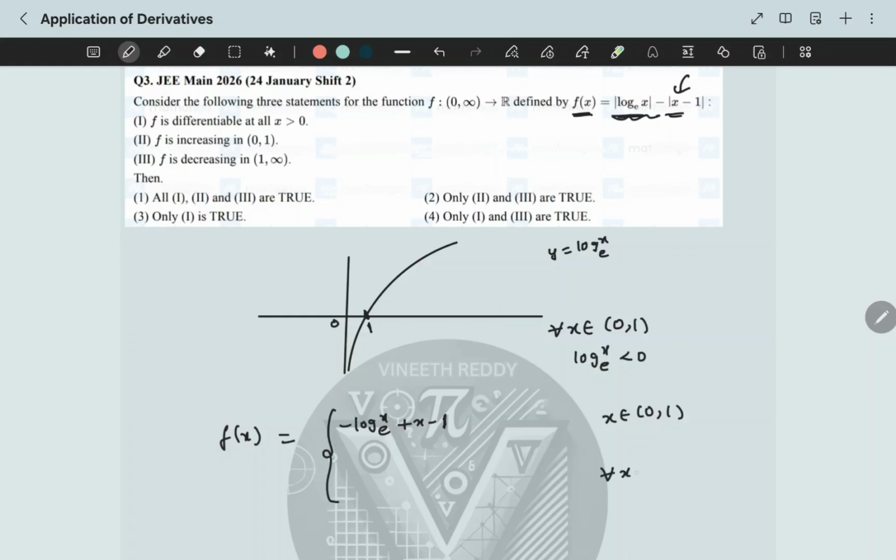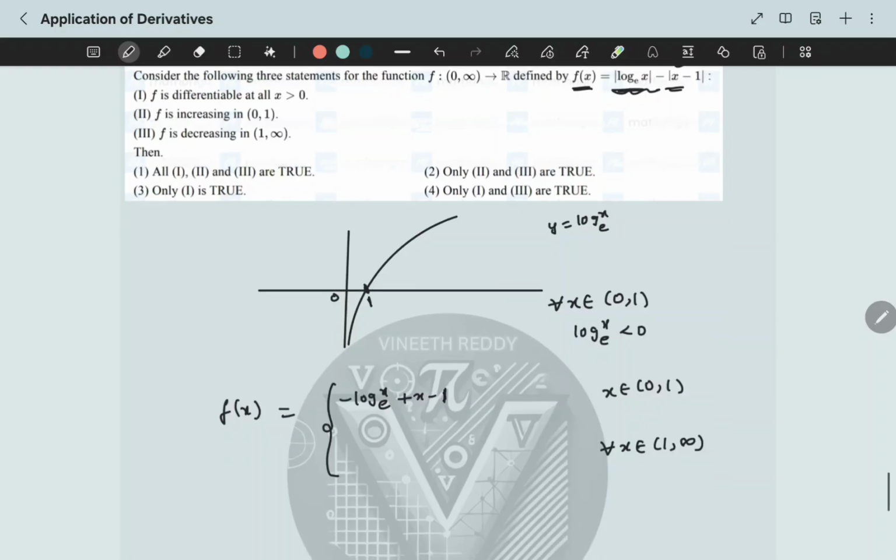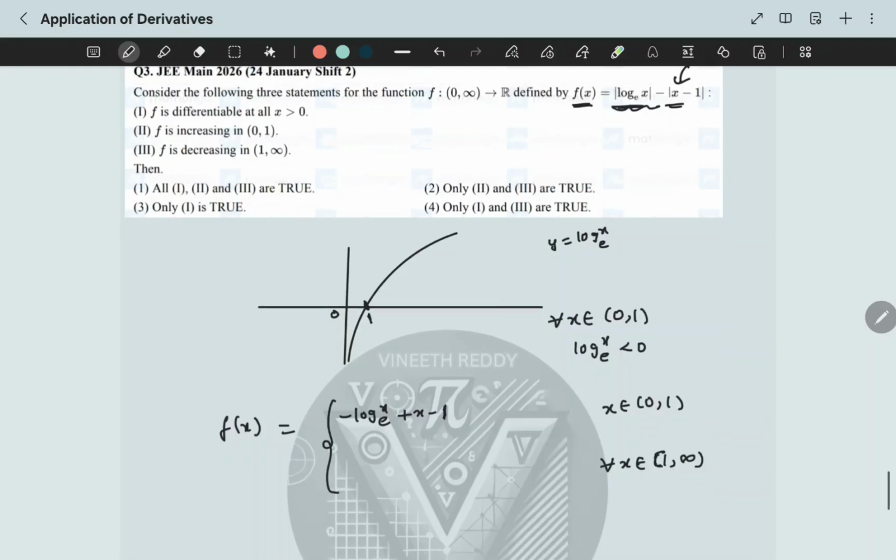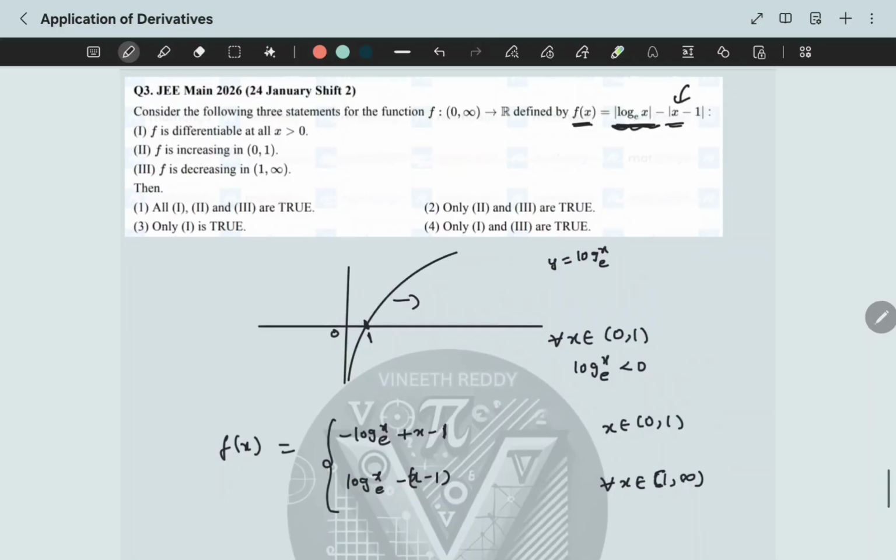And for all x belonging from 1 to infinity, or we can even include the closed interval here, not an issue, log x will be greater than 0, right? Correct, no? As per the graph, and mod of x minus 1 will also be positive, so we will get log x to the base e minus mod of x minus 1. Now what is he asking?